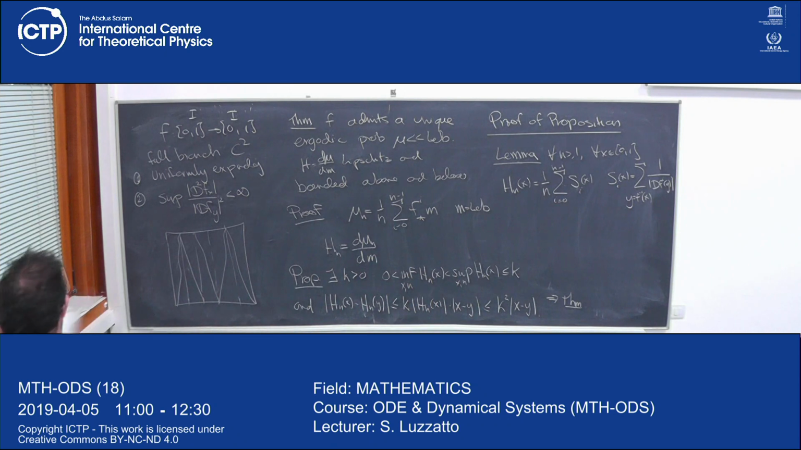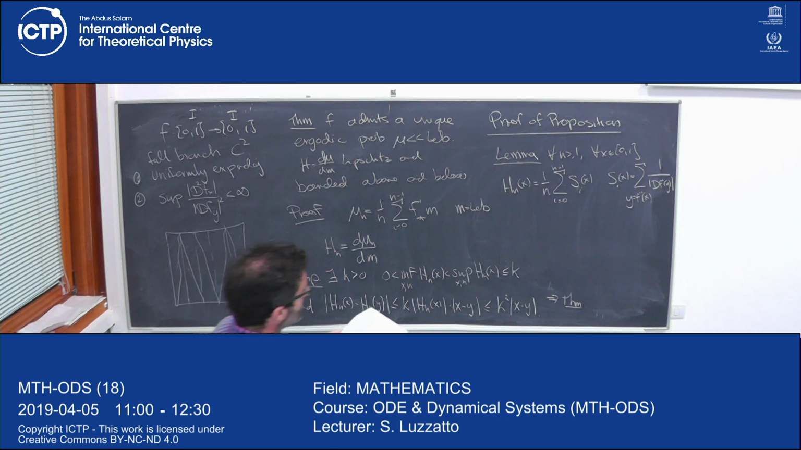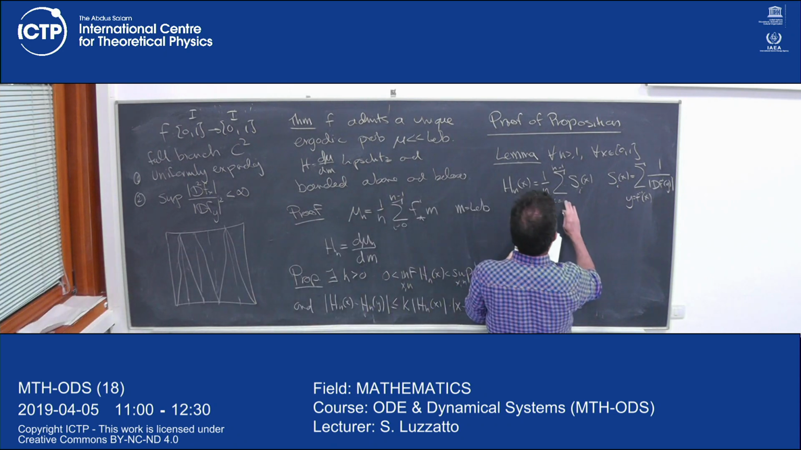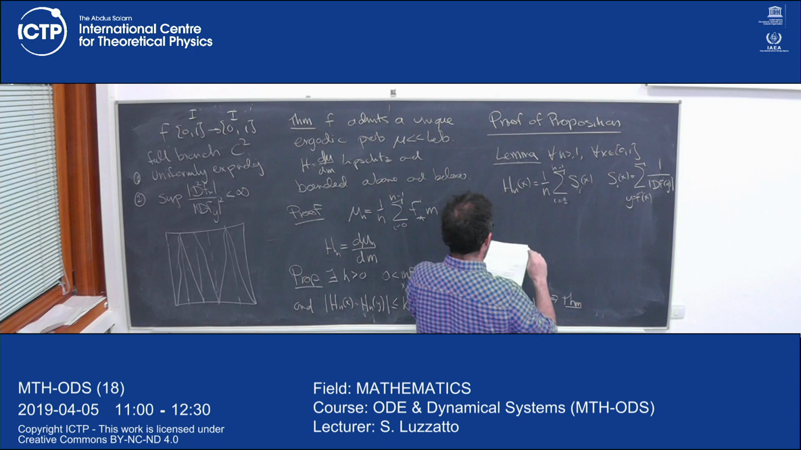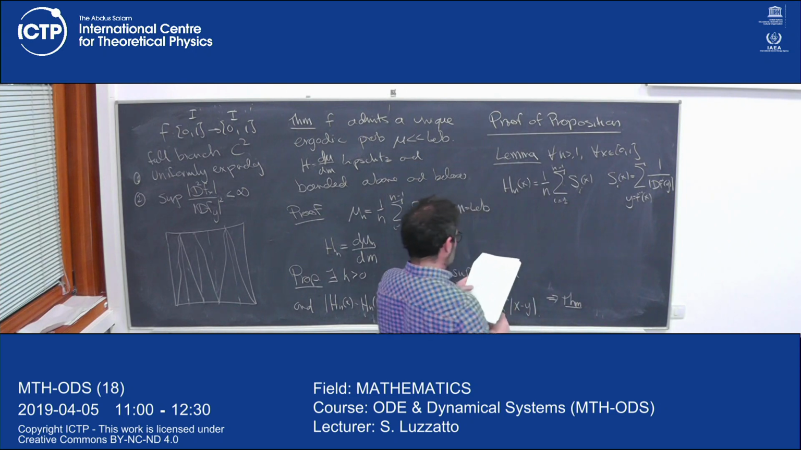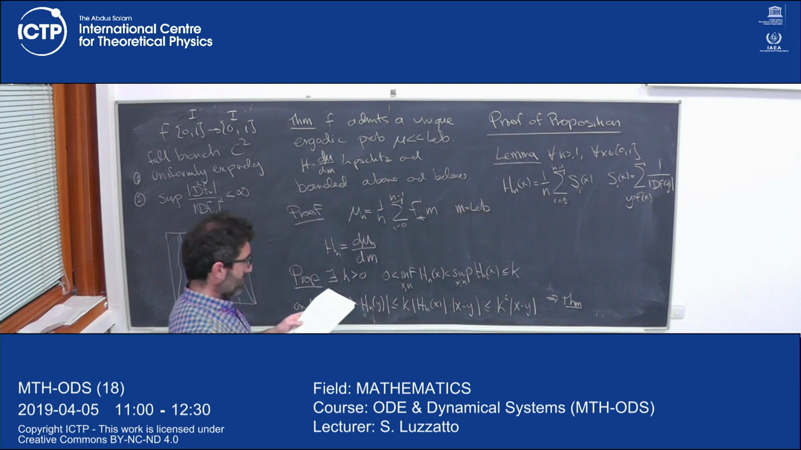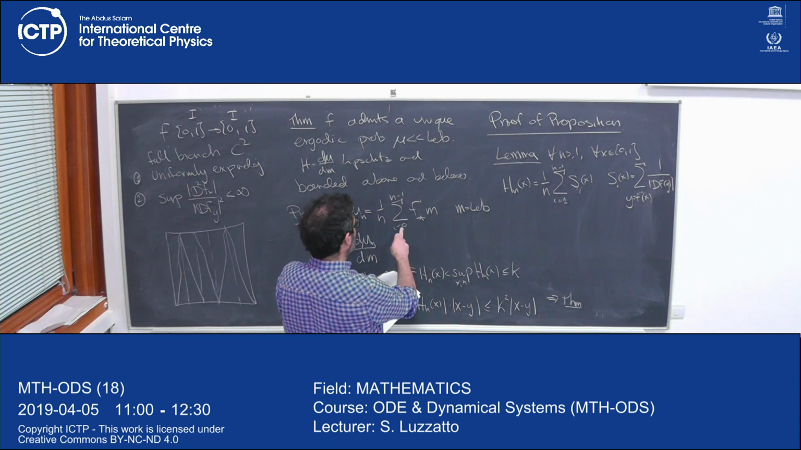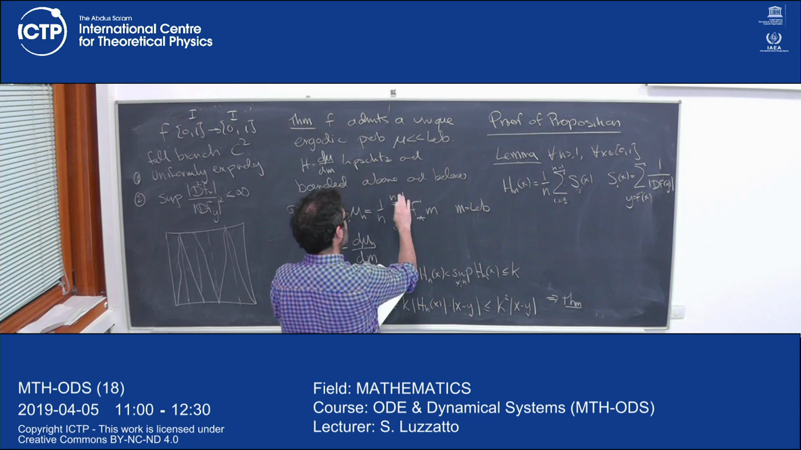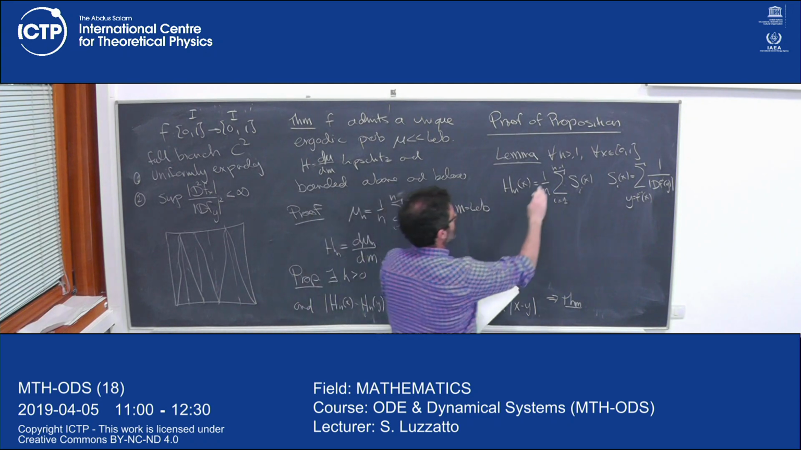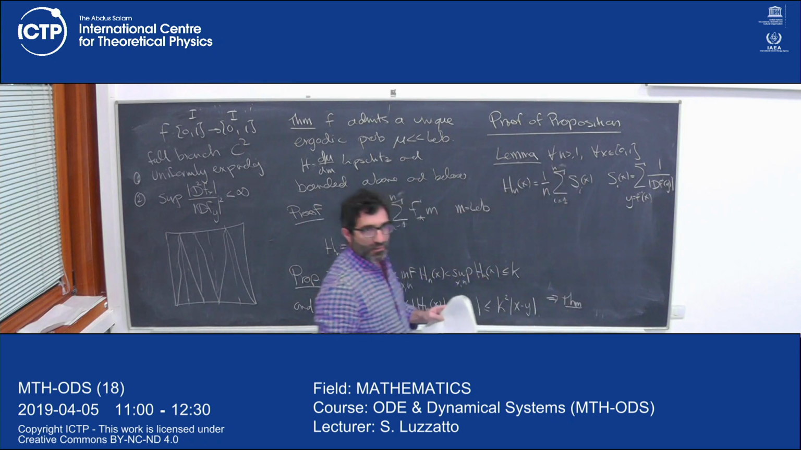Maybe the index is not exactly right here, sorry. Let's take it from 1. It should be from 1 to, sorry, this should be from 1 to n. Yeah, from 1 to n.